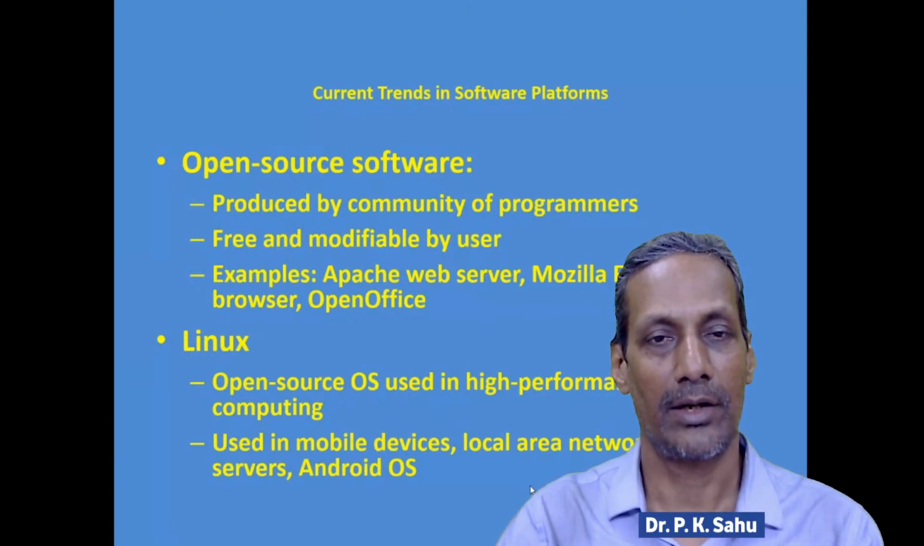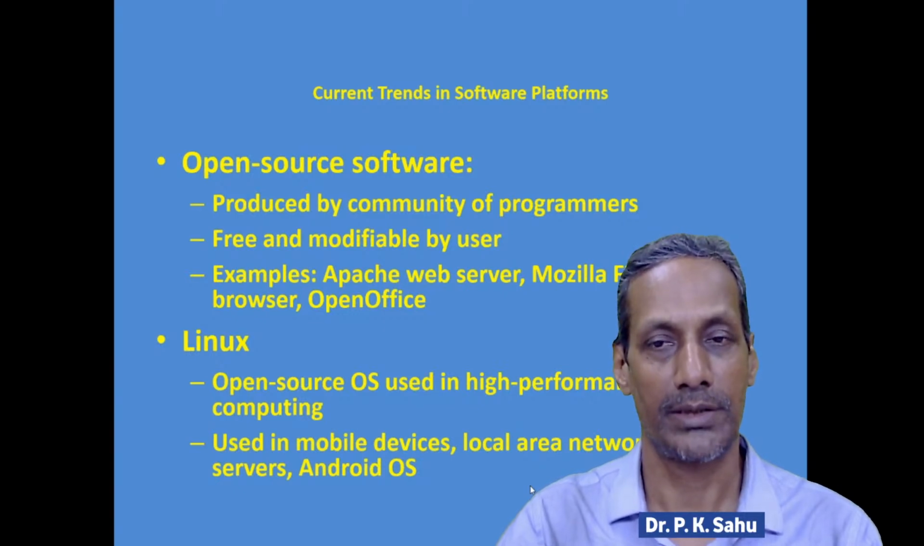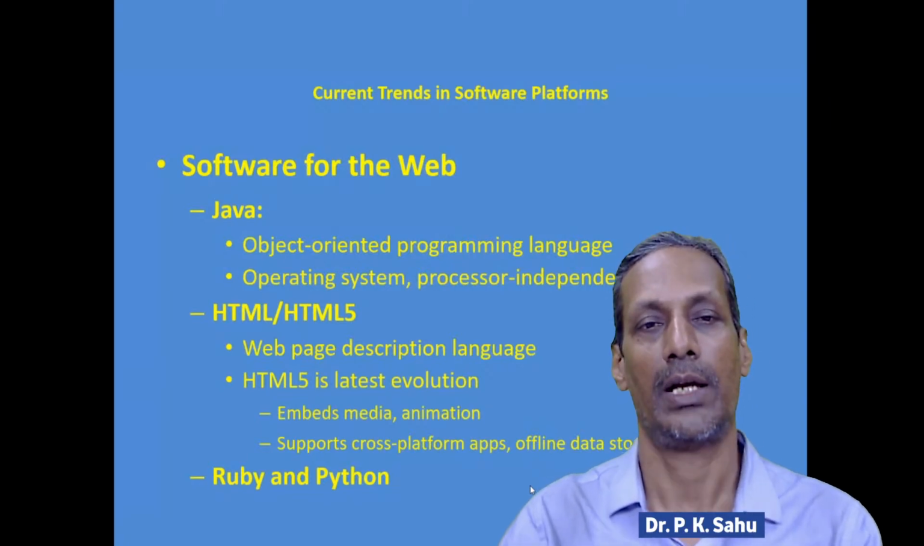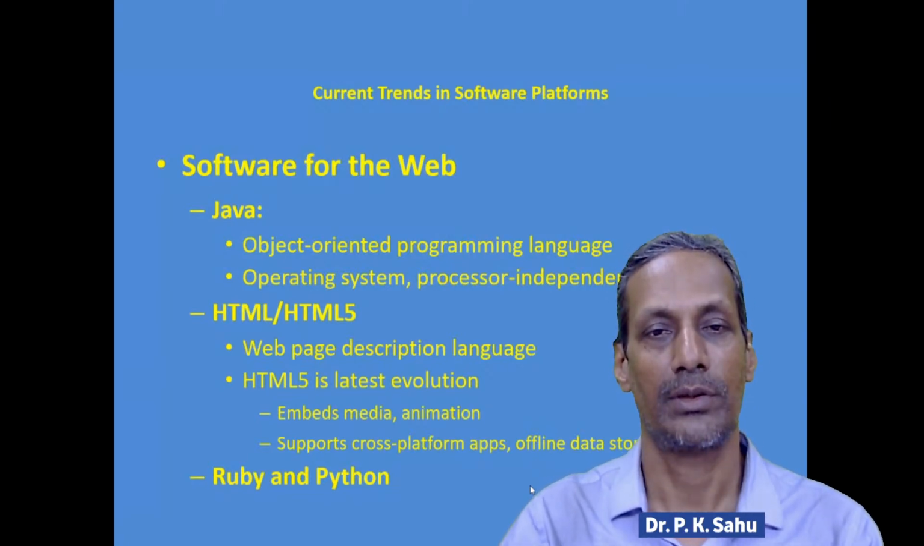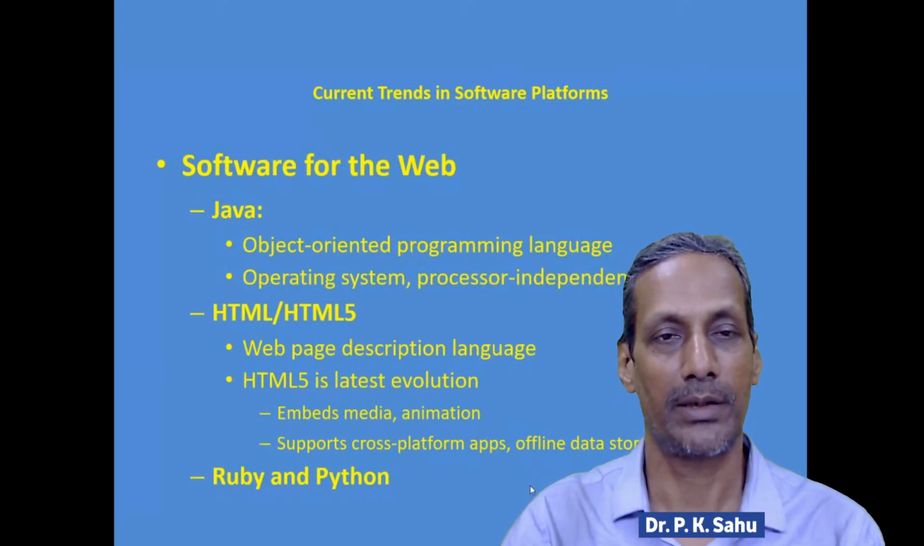Linux is another kind of open source operating system, which is used in high performance computing. It is also used in mobile devices, local area networks, web servers, and Android operating systems. If you take a look, you also have a set of softwares for the web. Java is a software which is widely used as an object-oriented programming language. It is basically processor independent. That's why it's very popular and widely used today.